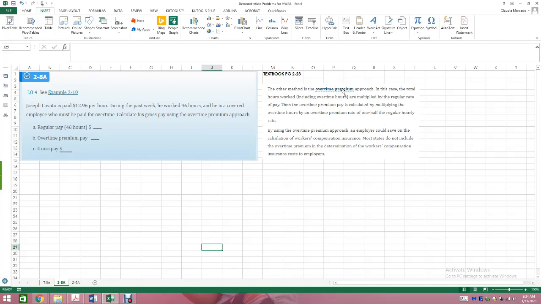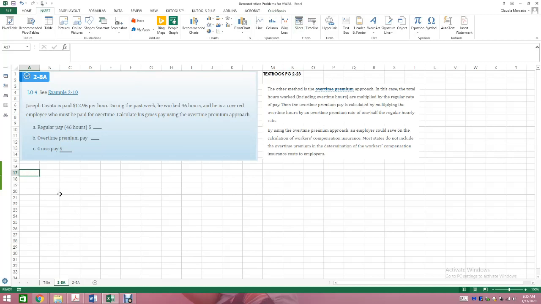So when we are using the overtime premium approach, the total hours worked, including overtime hours, are multiplied by the regular rate of pay. That's step number 1. Then, the overtime premium pay is calculated by multiplying the overtime hours by an overtime premium rate of 1/2 of the regular hourly rate. Okay? By using the overtime premium approach, an employer could save on the calculation of workers' compensation insurance. Okay? So, that information is provided to us in the textbook. It gives us the steps that we have to take to calculate using the overtime premium approach.